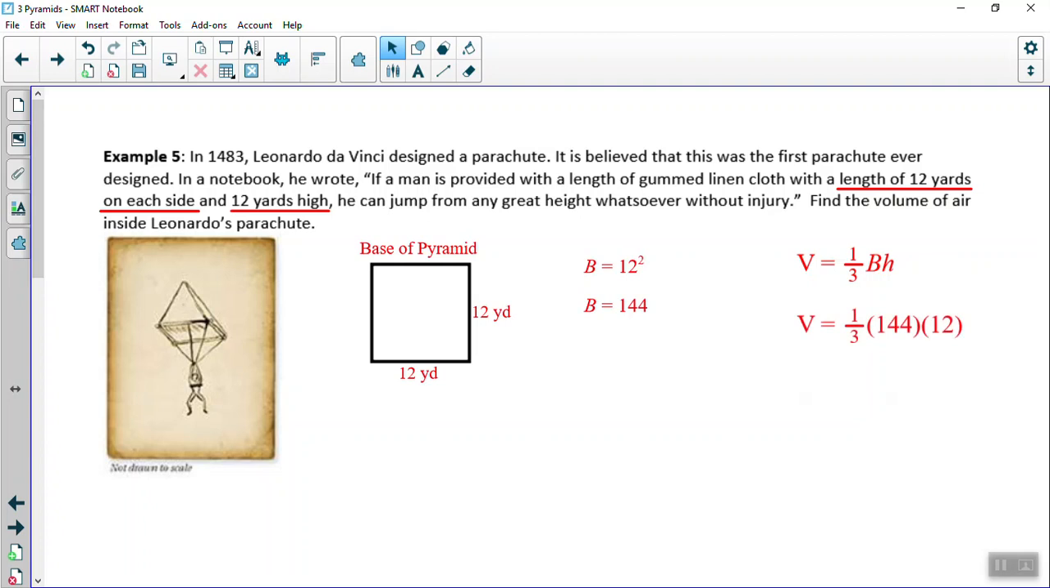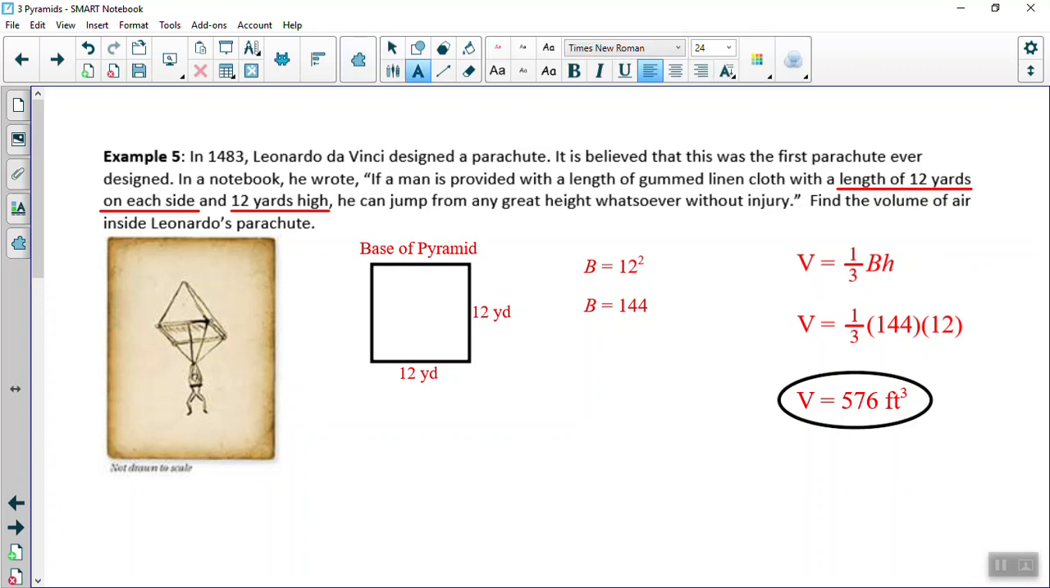Substitute in my values, and once again, to multiply by 1/3 really just means I can multiply these two together and then divide by 3. We end up with 576 feet cubed. And that shouldn't be feet, that should be yards. So let's fix that. There we go, that's better. Yards cubed. Okay, this brings us to the end of our notes.